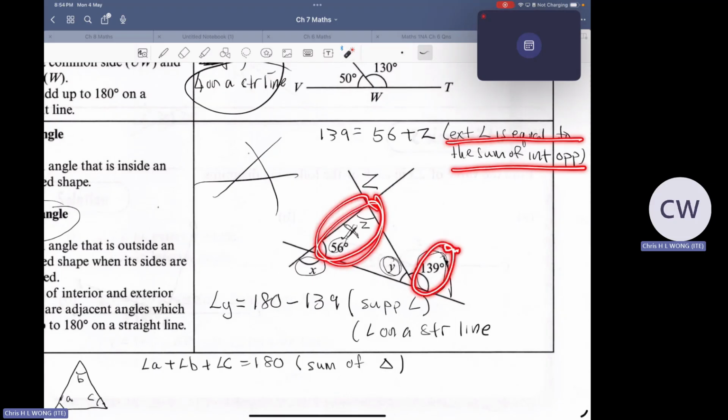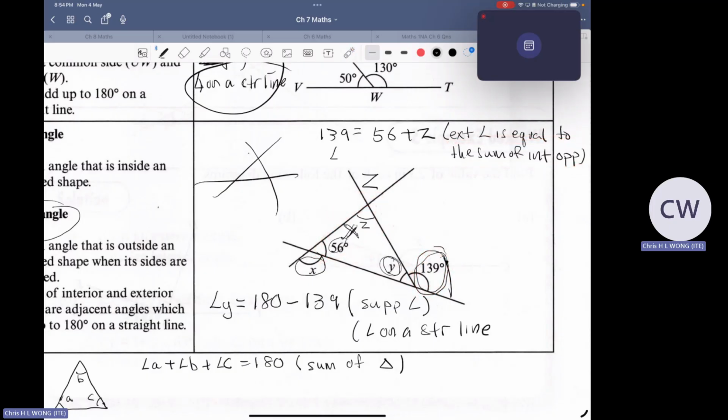So if you tell them, oh, is that angle equal to 139 minus 56, if you put like that, you must tell me why. The reason is exterior angle is equal to the sum of the interior opposite. So you must give me the reason.